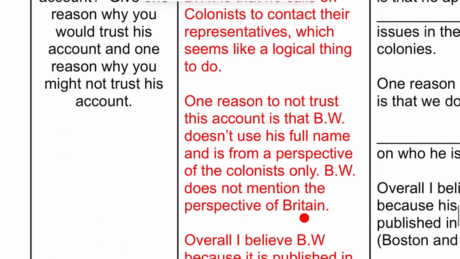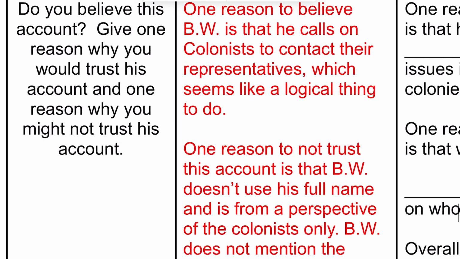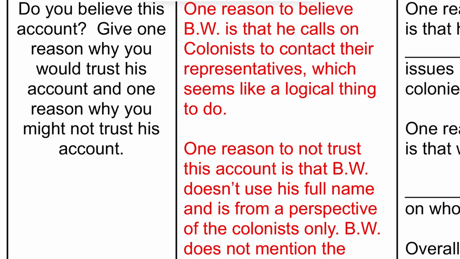on our behalf. One reason to not trust this account is that BW doesn't use his or her full name, and the perspective is from the colonists only. So BW does not mention the perspective of Britain. We've talked about this again and again: the taxes were originally implemented by the British so that the Americans could help pay for the French and Indian War that the Britons felt they helped defend America for. So we're coming with a one-sided perspective here, that BW and other American colonists feel this tax is unfair in the fact that they could not have a say in it.